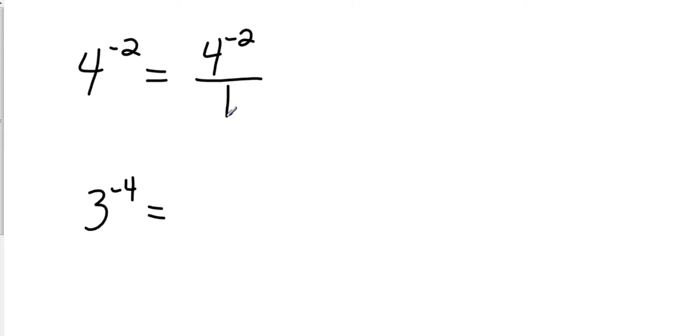Let's do 4 to the negative 2, and then let's do 3 to the negative 4. Okay, so 4 to the negative 2, first thing I want you to do is make it a legible fraction. 4 to the negative 2 all over 1. And then I'm going to take the reciprocal of that, which now makes the negative 2 into a positive 2. And I can simplify this because I know that 4 squared is 16.